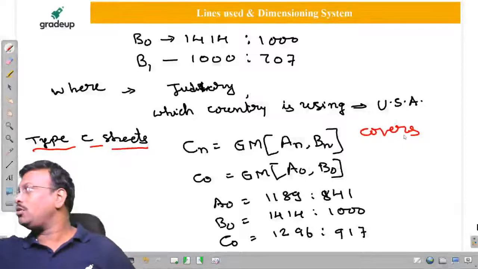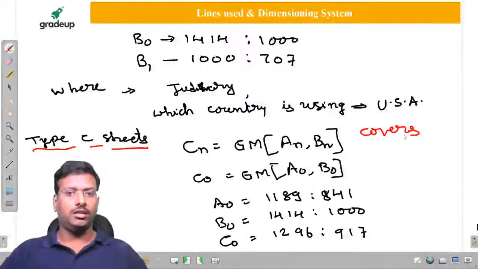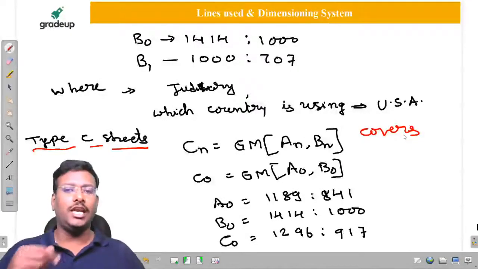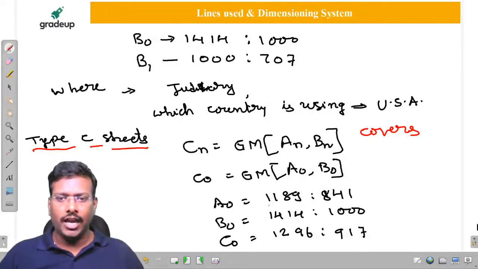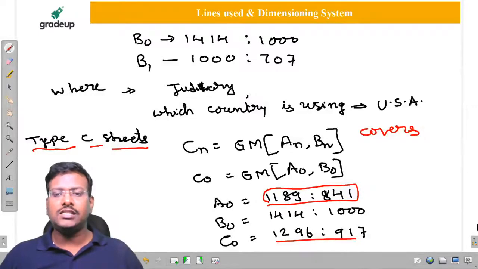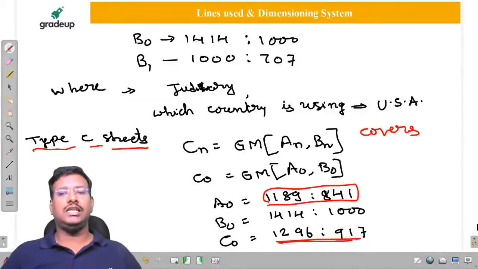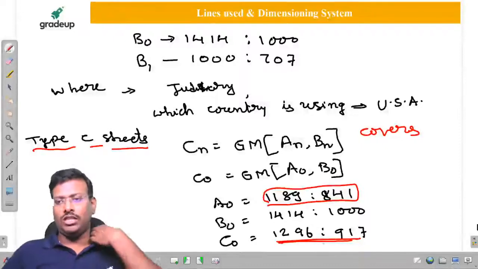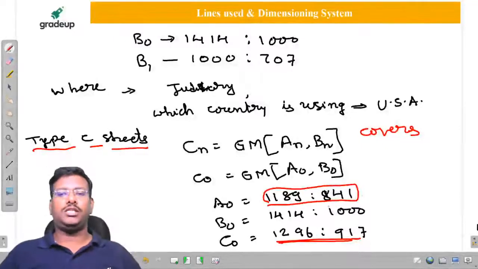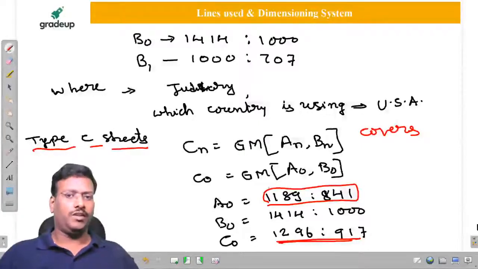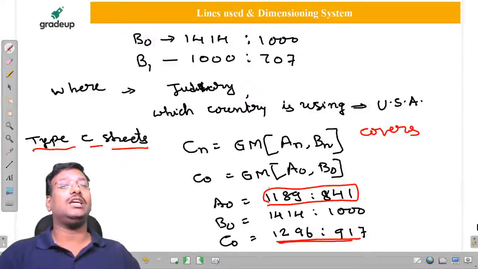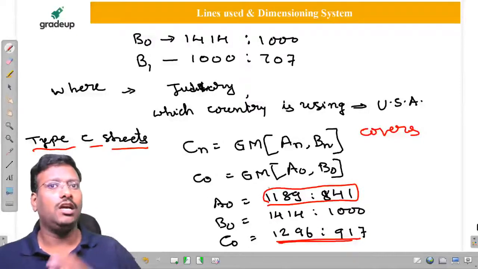So in order to post A naught, which envelope is required? C naught. Here you observe, my dear friends: A size is less than C size. Therefore, in order to post or store it, to keep it in a cover, for storing A naught we need a C naught cover.